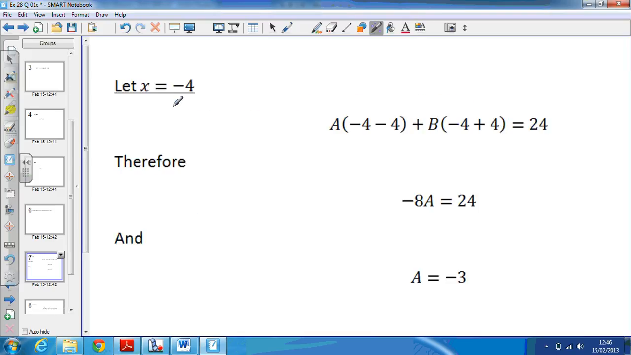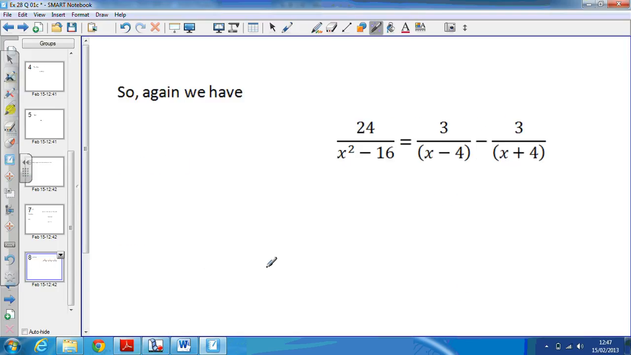We let x equal minus 4. So plugging x equal to minus 4 in, we get minus 8a equals 24. So therefore a equals minus 3. So we've got our values for a and b now. And as before, we can put those values for a and b back into the original equation to divide this original fraction into two partial fractions.